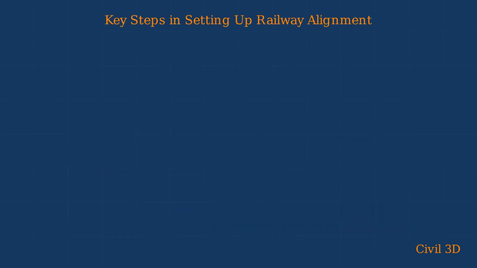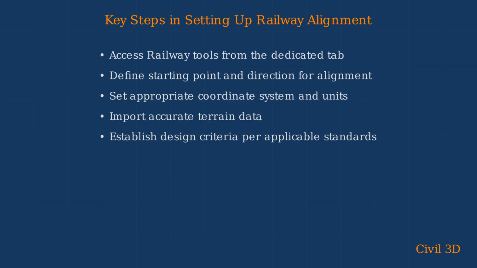To summarize, setting up a railway alignment in Civil 3D requires accessing the railway tools, defining your alignment's starting point and direction, setting the correct coordinate system, importing terrain data, and establishing design criteria based on applicable standards.